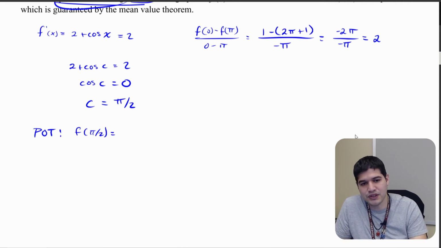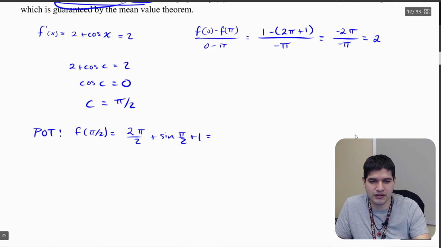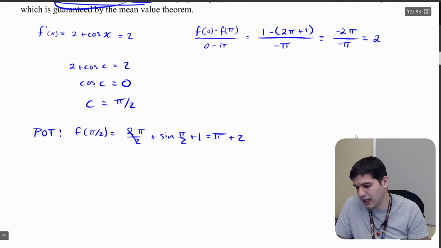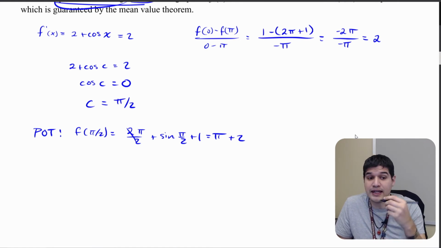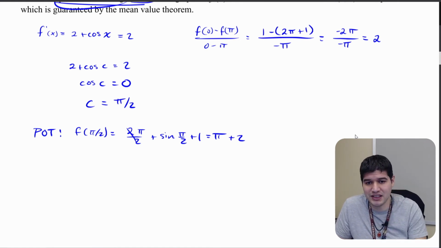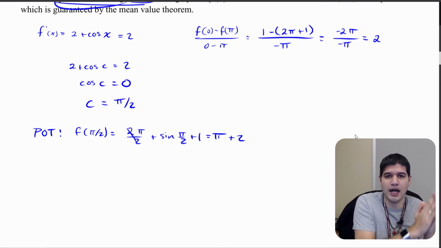So I'm going to substitute that in. I'm going to get 2 pi over 2 plus sine of pi over 2 plus 1. So the 2's are going to divide out here. I'm going to get pi. Sine of pi over 2 is plus 1 and then plus 1, so I'm going to get plus 2 here. So pi plus 2. So that is the y value. That's my point of tangency. pi over 2, and then pi plus 2.